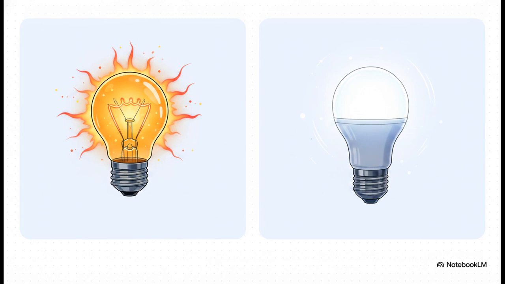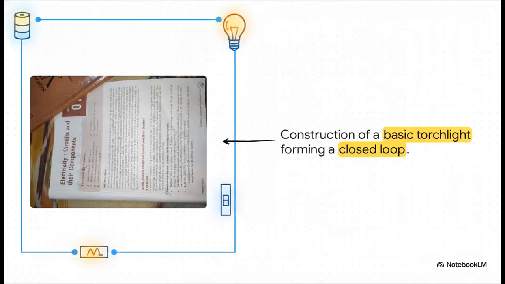Take the classic incandescent lamp. It uses a super thin tungsten filament that gets so incredibly hot, it glows. But it wastes a ton of energy as heat. Compare that to the modern LED, which uses a semiconductor. It runs cool, and it's remarkably efficient. The only catch is that LEDs are directional, meaning the positive and negative terminals have to be connected perfectly for them to work.